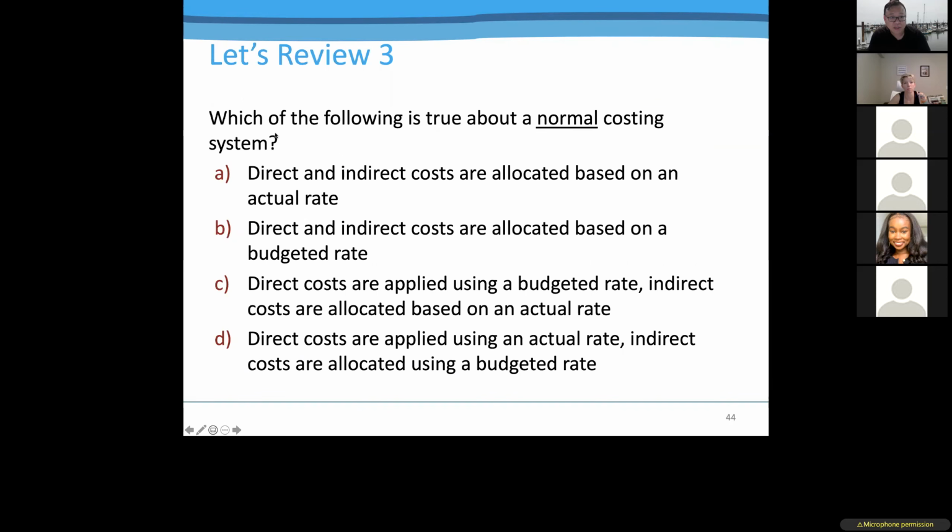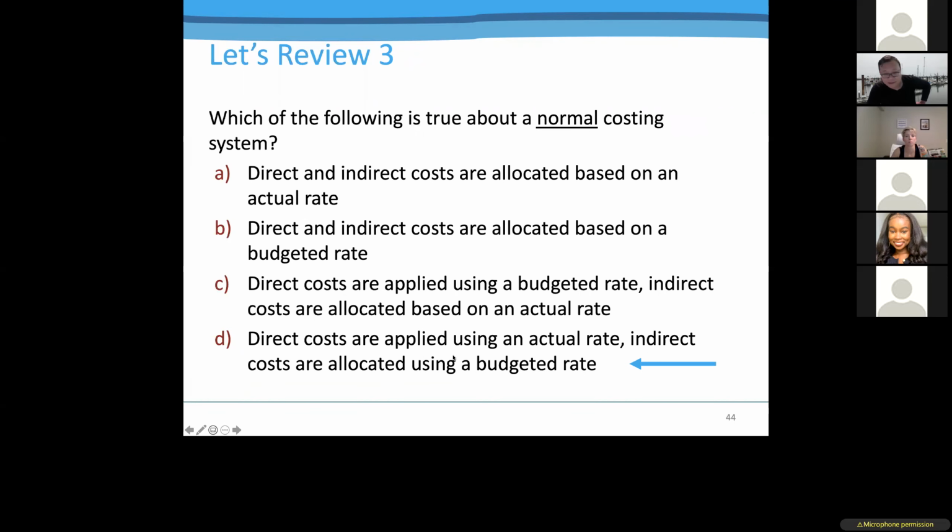So that's what we talked about last time. In this question, which of the following is true about a normal costing system? Indirect costs are applied using the predetermined rate. Yes, that's correct. Thank you.